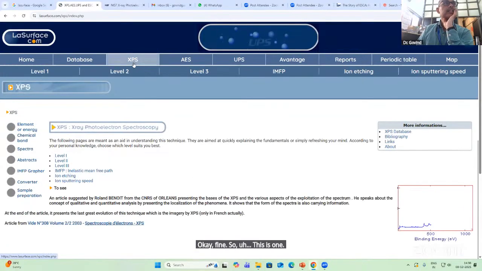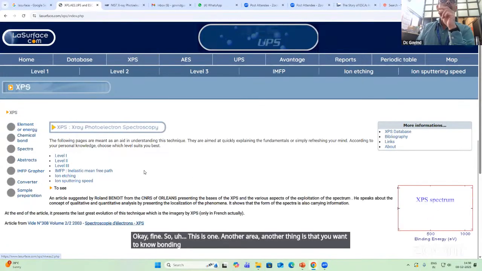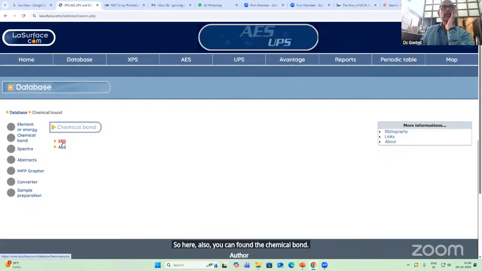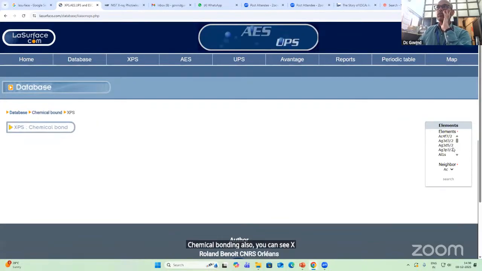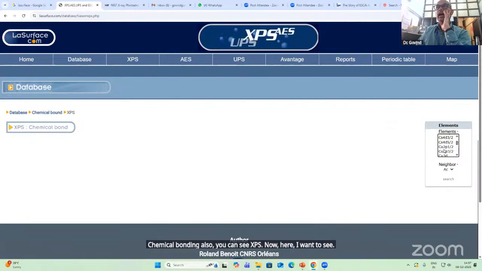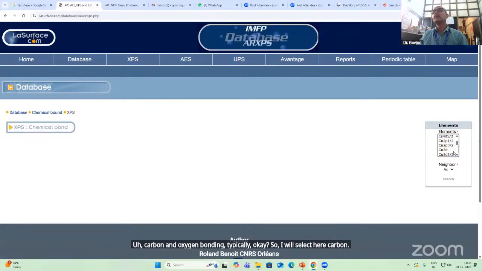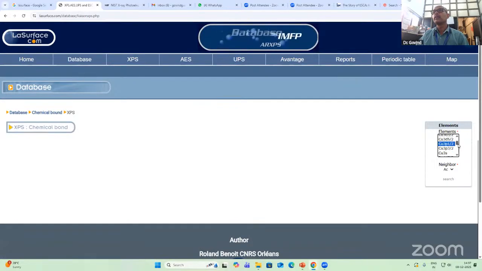So this is one. Another thing is that if you want to know the bonding between two carbons or different bonding, here also you can find the chemical bond. Chemical bonding you can also see in XPS. Now here I want to see carbon and oxygen bonding typically. Okay, so I will select carbon here. There is carbon, carbon 1s, carbon cobalt. It will come here somewhere.